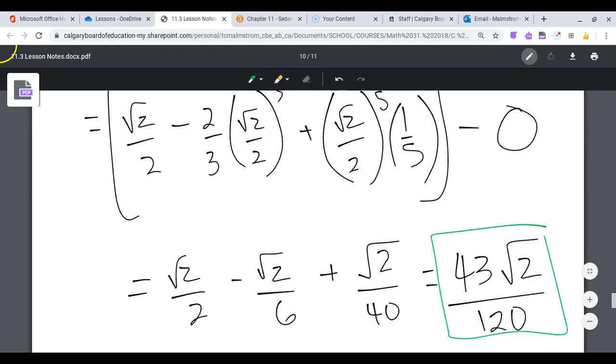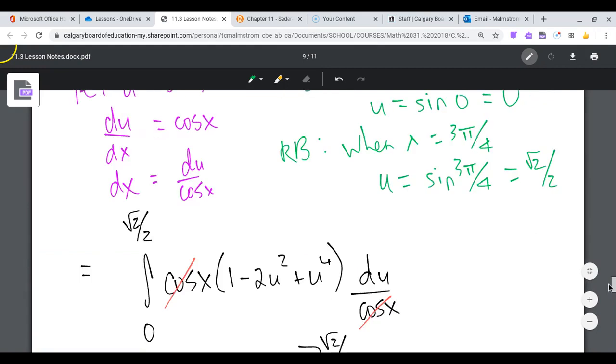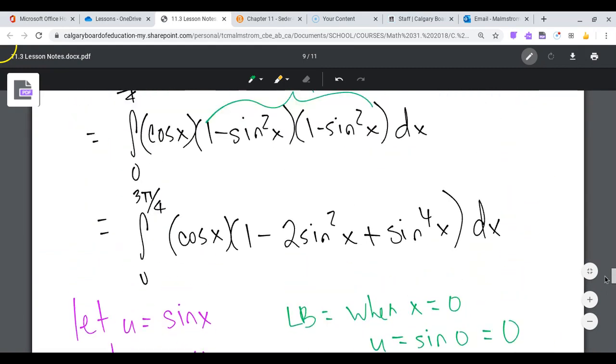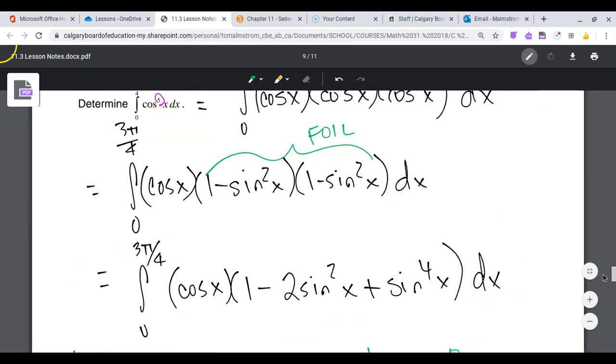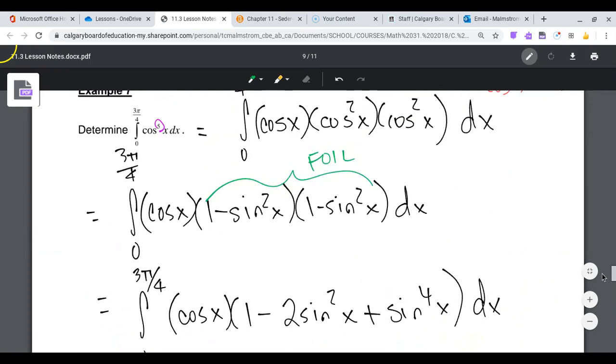Fancy stuff. Okay, so in this case, because I had an odd exponent, I worked a little bit differently with my identities to get to a spot where I could actually use the substitution rule.